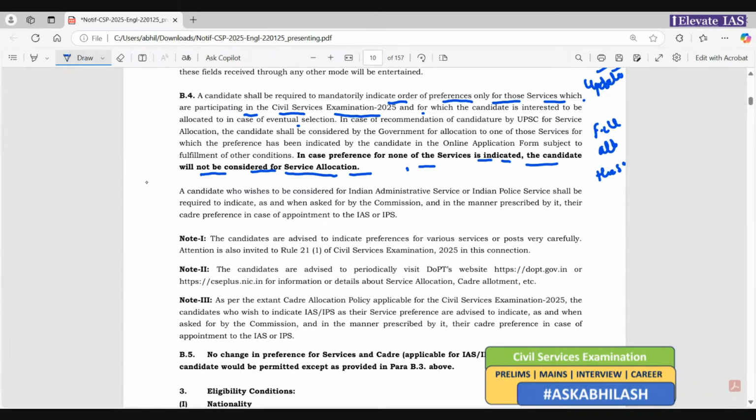So for your cadre preference, if IAS is first preference and IPS is second preference, please maintain that. As per your rank, they will look at the vacancy and then they will give you. See, this is the rule on which this connection is there. The DOPT website is where you can see the various service allocation details.